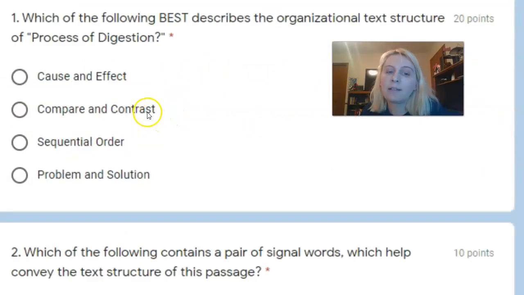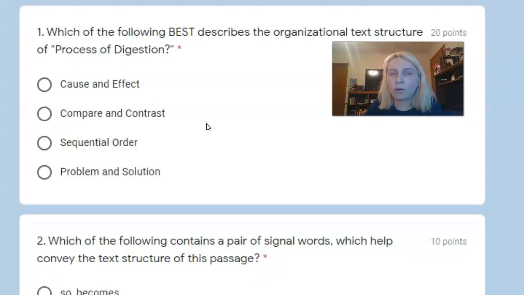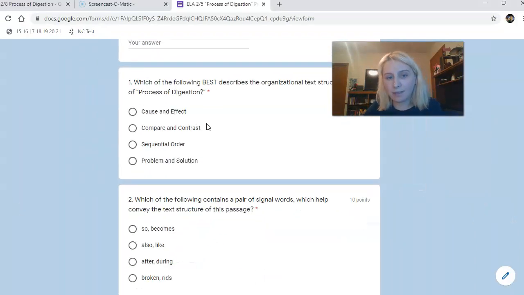Would we call this passage cause and effect? So events that cause other events to happen. Compare and contrast, where two things are looked at, how they're alike, how they're different. Sequential order, the order that things happen in. Or problem and solution, where we have a problem described and either it gets solved or the author gives us solutions for solving the problem over the course of the text.